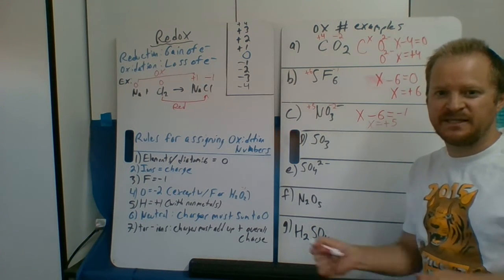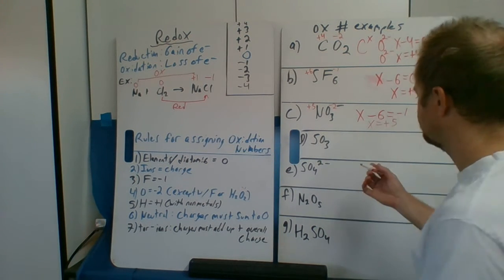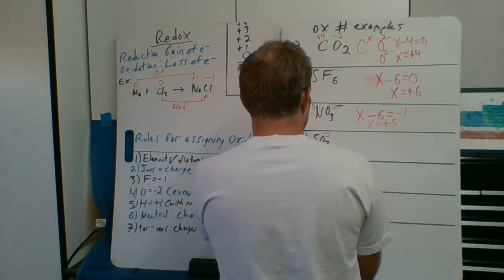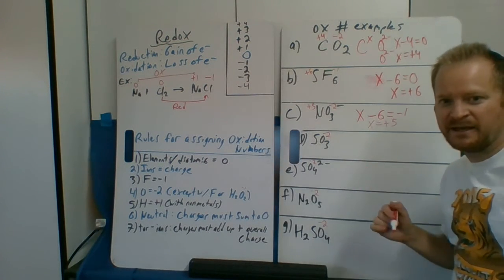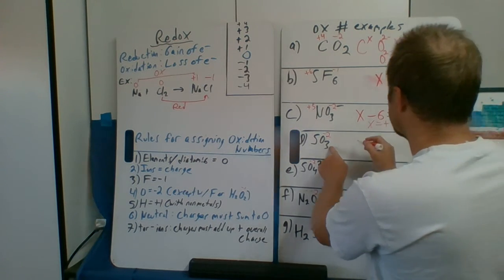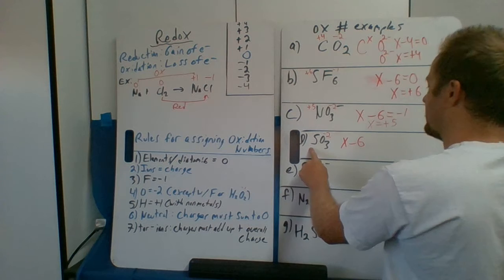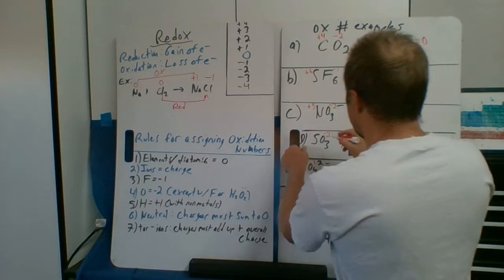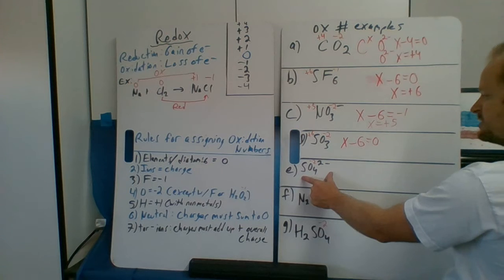Okay, hopefully you've attempted these. So I'm going to use the same strategy. I'm just going to find all the oxygens and make them -2. And then I'm going to distribute out the charge. So -2 times 3 is -6. And then we only have one S. X minus 6 equals 0. Okay, and there's no charge. So S would be +6 there.